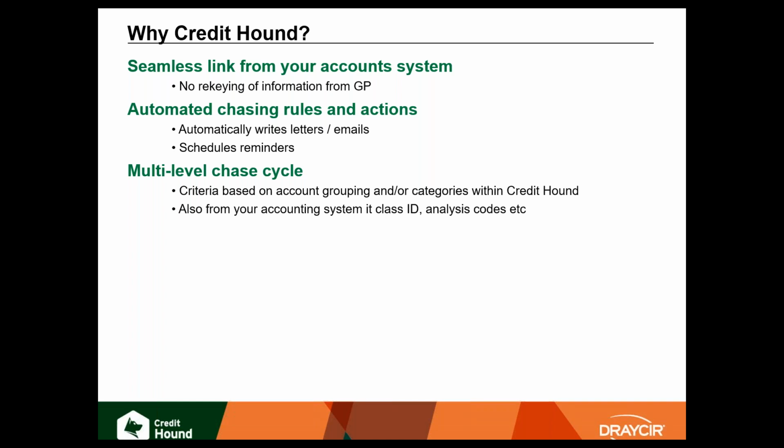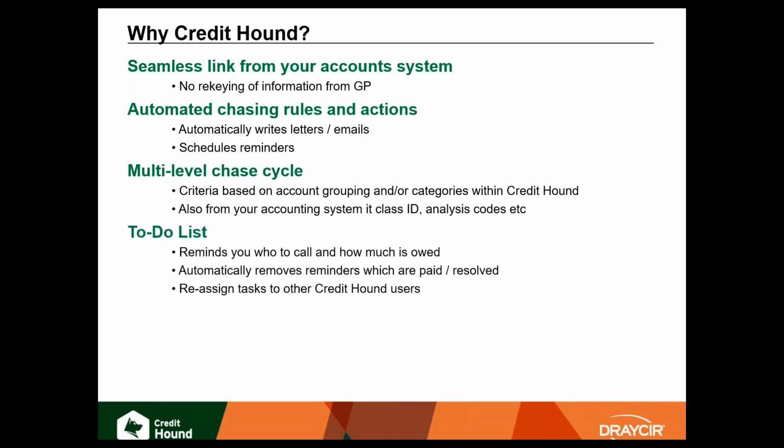So how can I do this? Well, I can use something like the class ID or an analysis code, or even I can use categories within Credit Hound to determine what customer I want to chase in what way. So even though it's automatically going to chase, we can determine who is going to be chased and how.